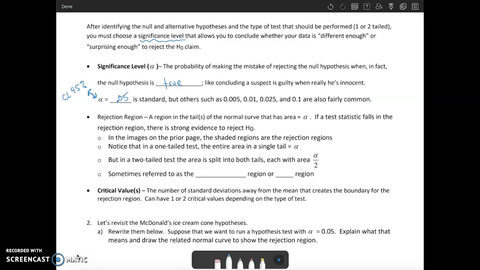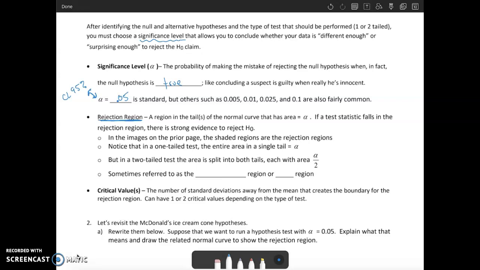That leads us to a rejection region. This should be bold printed, so sorry about that. That is a definition. A rejection region is the region in the tail or tails of the normal curve that has an area equal to this alpha value. And here's the trick. If a test statistic falls in that rejection region, that tells us there's strong evidence to reject the null. And so that's what we're looking for.